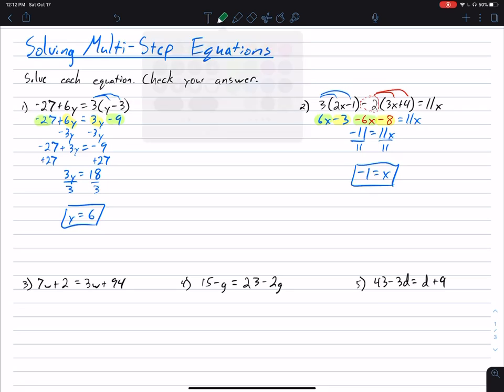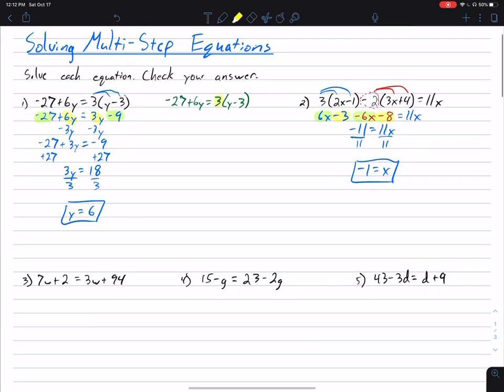I do want to go back to number 1 for a moment and show you an optional method to solve this. This doesn't always work, but sometimes it does make the process easier. Now, what I want to point out here is this 3 is being multiplied. So instead of distributing, I'm going to divide by 3 to get rid of that. But if I divide this right side by 3, I also need to divide everything on the left by 3.